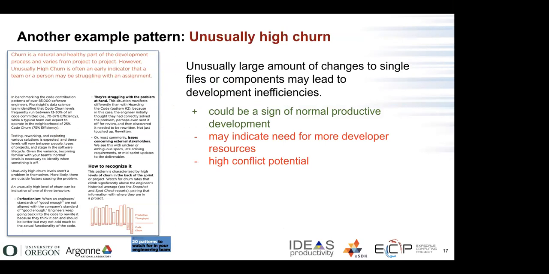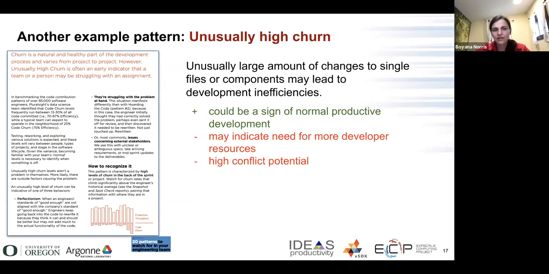A lot of changes to single files or components may potentially lead to development inefficiencies. And it could be a sign of normal productive development, especially sprints before some deadline, or it may indicate need for more developer resources on certain parts of the code. And they could also be people undoing each other's work, which is something we can easily detect.